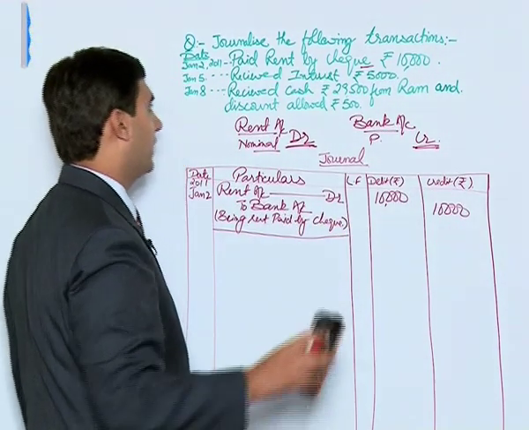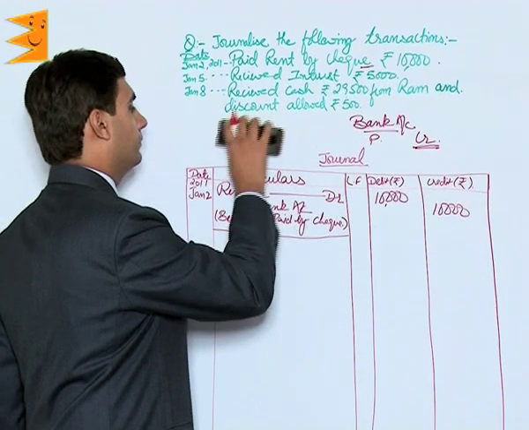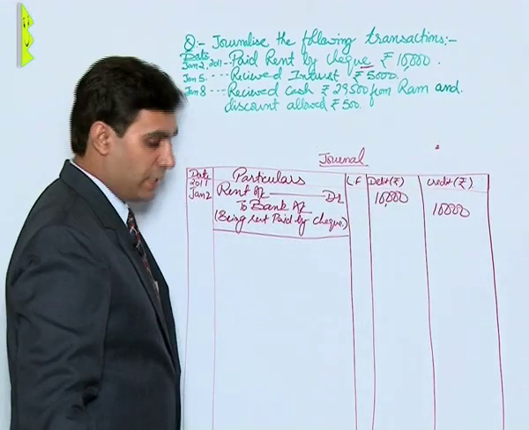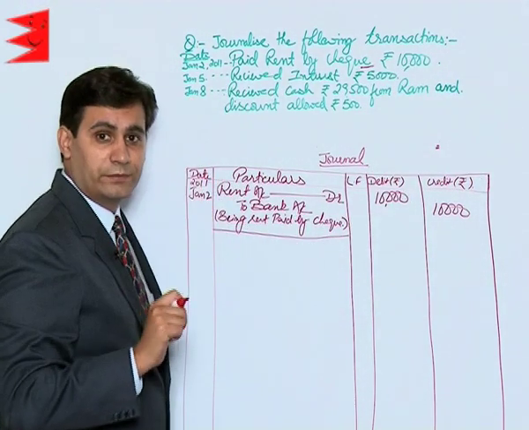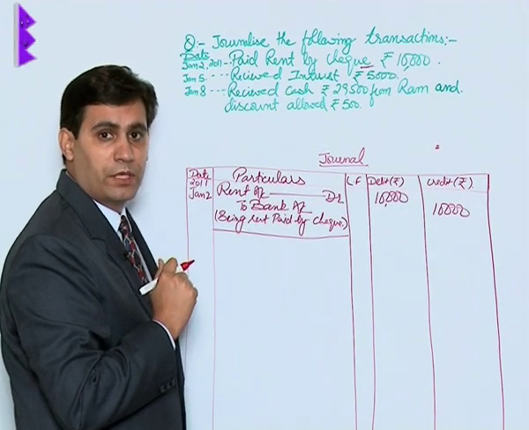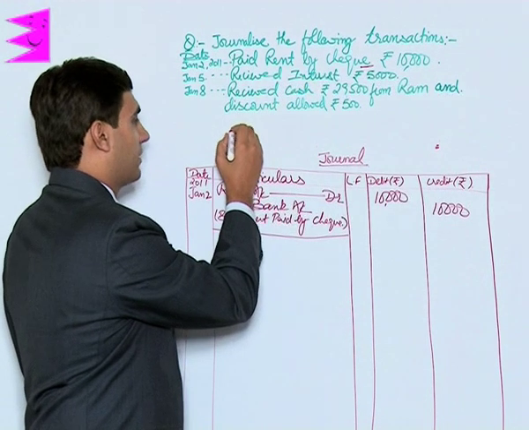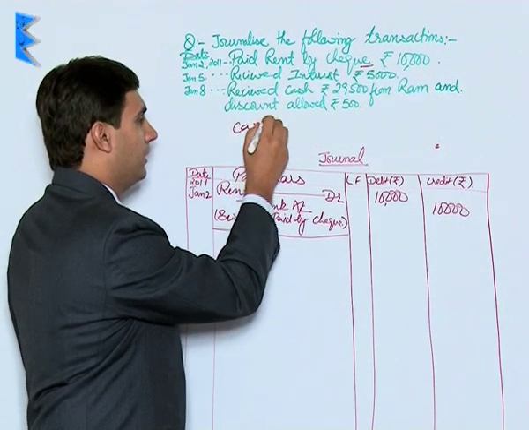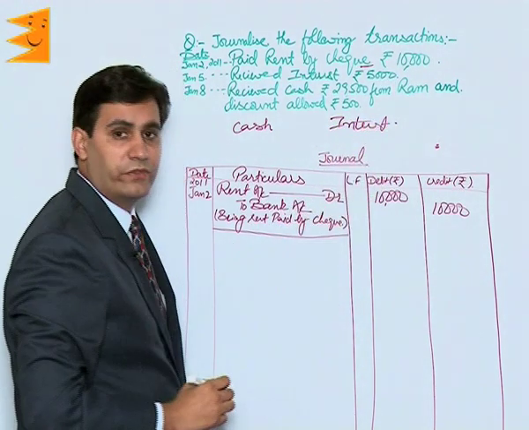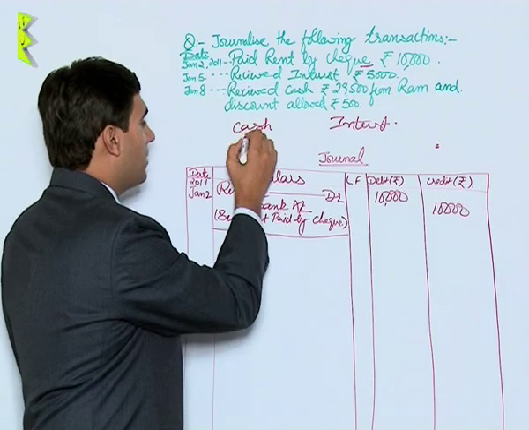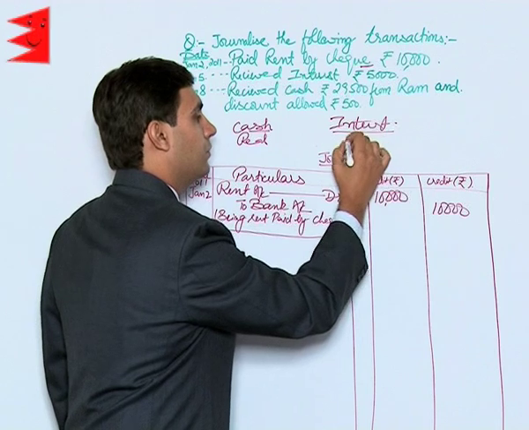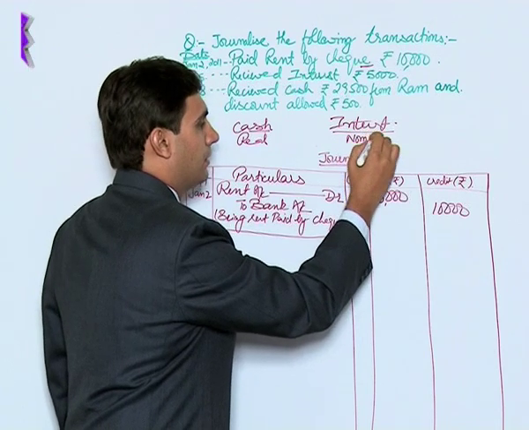Now students, coming to the second transaction. The second transaction is on date of January 5th. It says that received interest rupees 5,000. Now there are two accounts. Received interest. Received means it must have been received in cash, and the second account is of interest. Cash is a real account. Interest is an income, so it is categorized as nominal account.